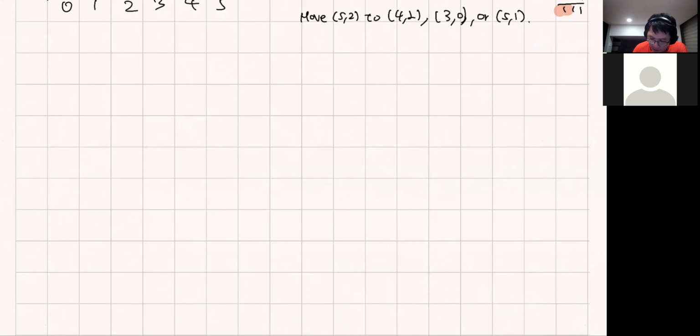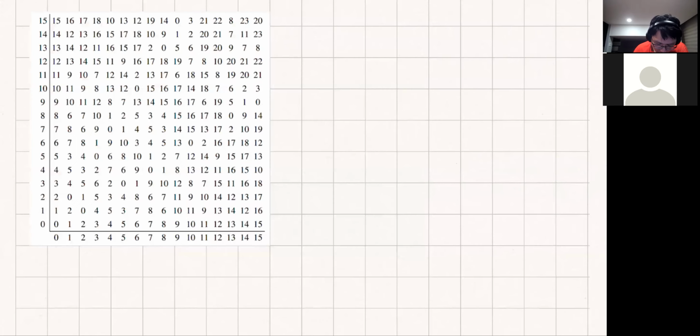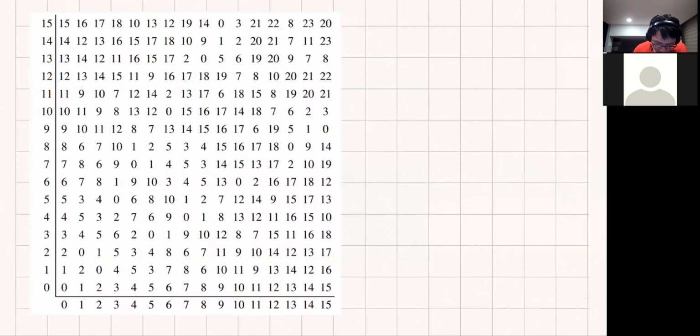So I have made a screenshot of what some of the nimbers look like for this game, and this is what it looks like. Essentially, there is not much of a pattern in this game.